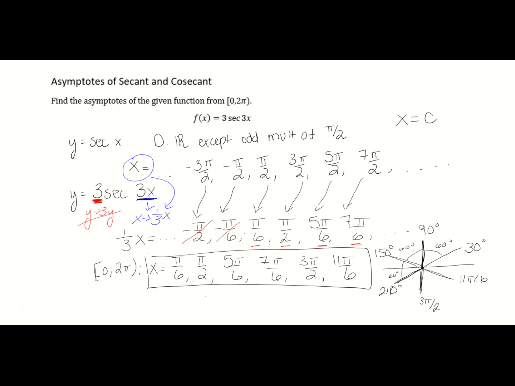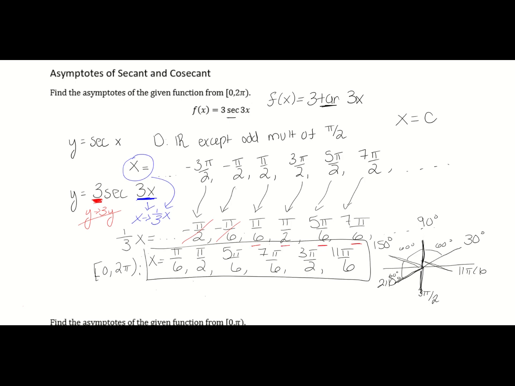Now, it's important to note that if I was asking for the asymptotes of f of x is equal to 3 tangent of 3x, it would have been the exact same answer. Because remember that secant and tangent, they have the same basic asymptotes. So actually, both of these, if you have the same transformations, will give you the same final asymptotes.